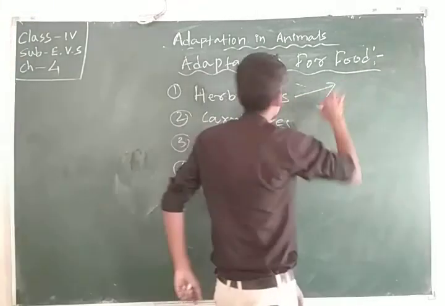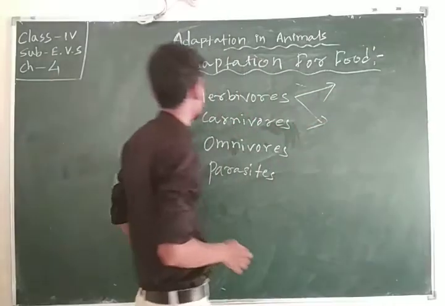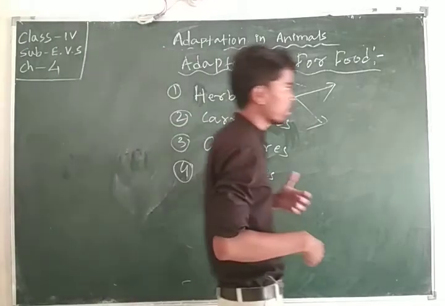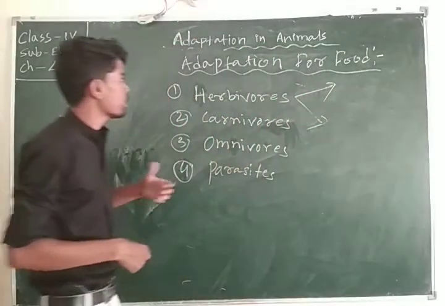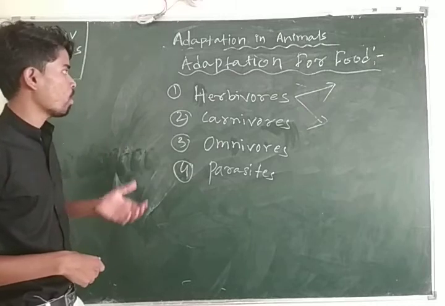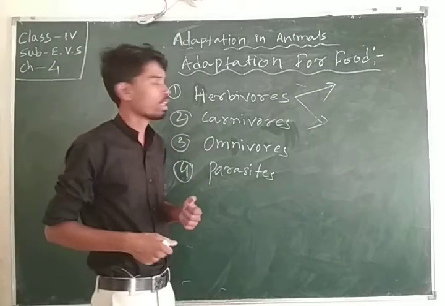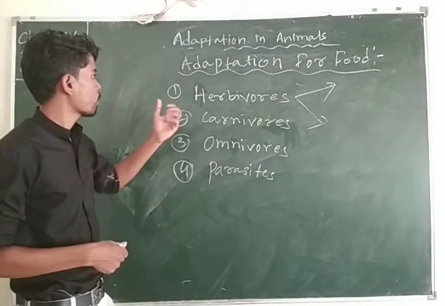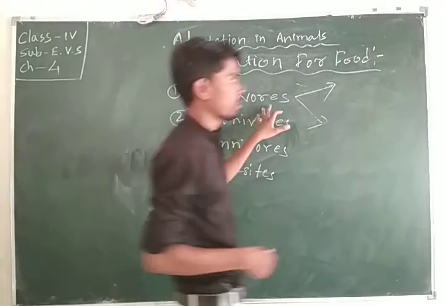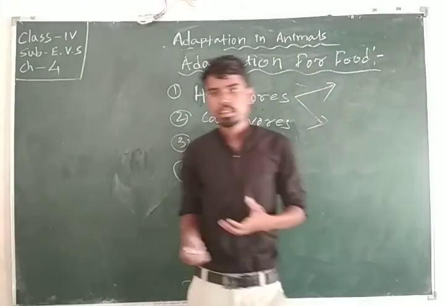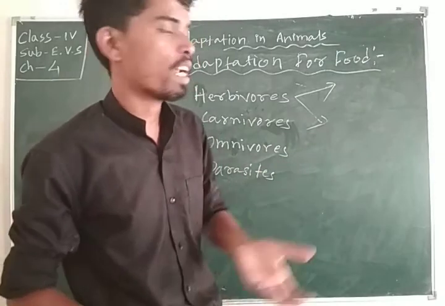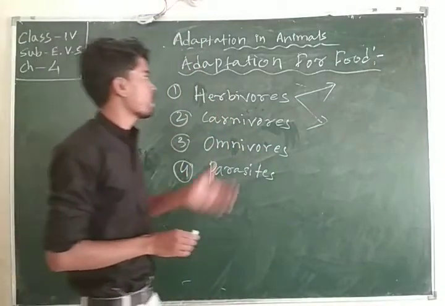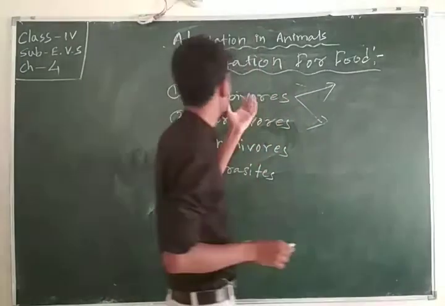So now we come to the herbivores. What are herbivores? Animals that depend for their food only on plants and plant products. Animals that eat only plants and plant products are called herbivores. For example, goat, deer, cow, giraffe. All these are herbivores.